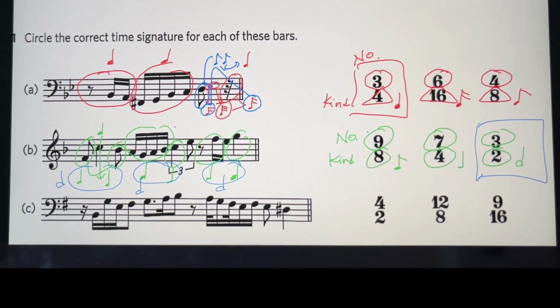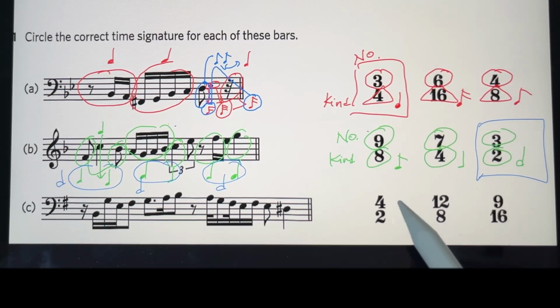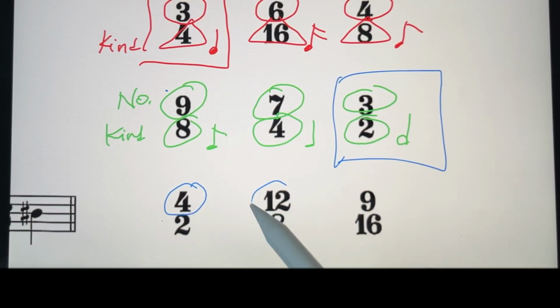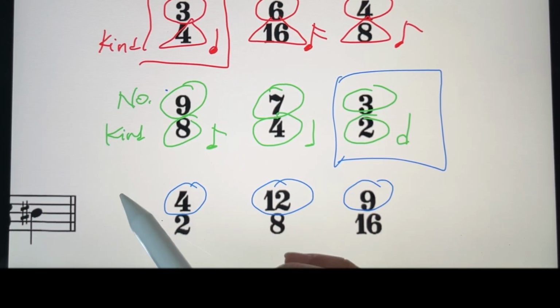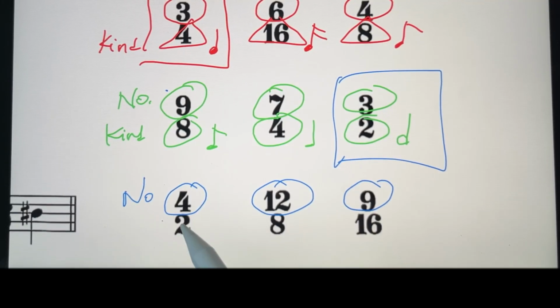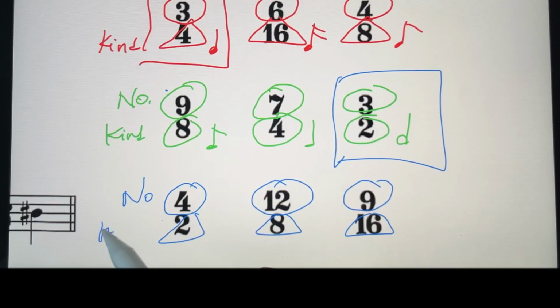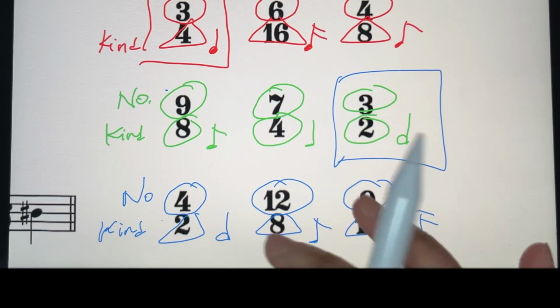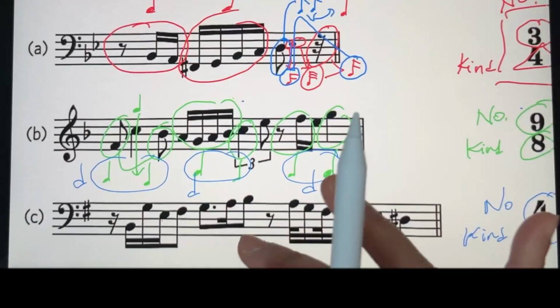C, let's look at what time signatures we can have. So we have a time signature here. 4, 2, 12, 9 as the number of beats. So the bottom will be 2, 8, 16. What kind of beats? So we have minim, quaver, and semi-quaver. So let's look at this one.